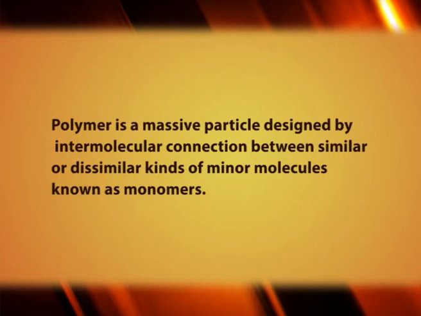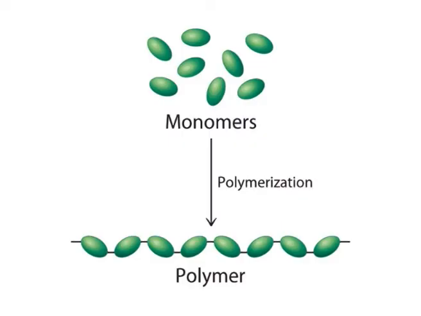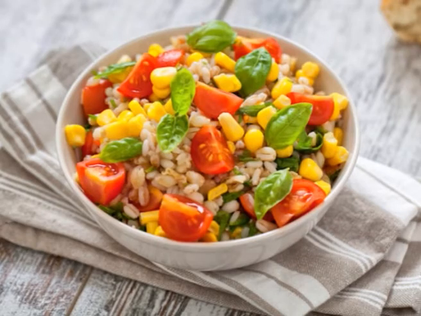This paradox is what fuels research into substances and products whose properties fulfill environmental and economic requirements. Polymer is a massive particle designed by intermolecular connection between similar or dissimilar kinds of minor molecules referred to as monomers. For example, polyethylene is a polymer of monomer ethylene. Polymer is a great molecular mass particle manufactured by linking up of two or more small molecules referred to as monomers. They are a key component of our diet such as starch, protein, etc.